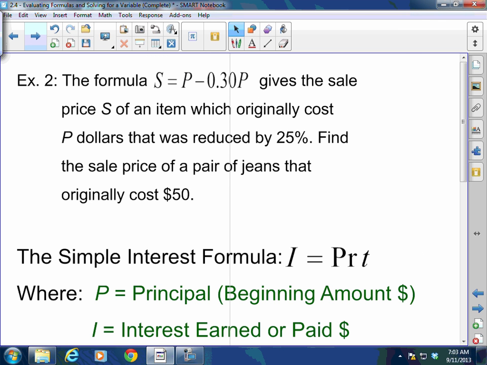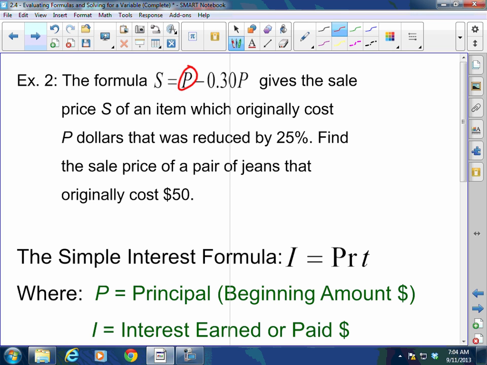The formula S equals P minus 0.3P gives the sale price S of an item which originally cost P dollars that was reduced by 25%. Find the sale price of a pair of jeans that originally cost $50. All right, first of all, let's talk about this formula really quickly because it's a great formula to really understand. It's how percents work and how you figure out discounts and stuff in a very easy way.